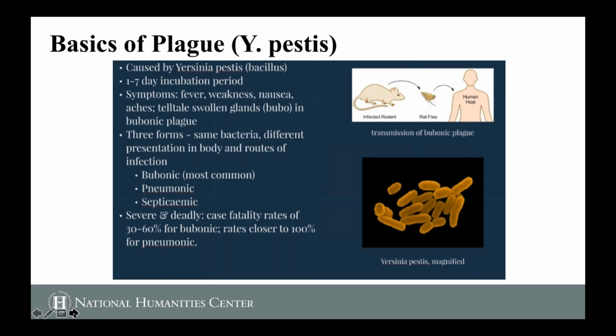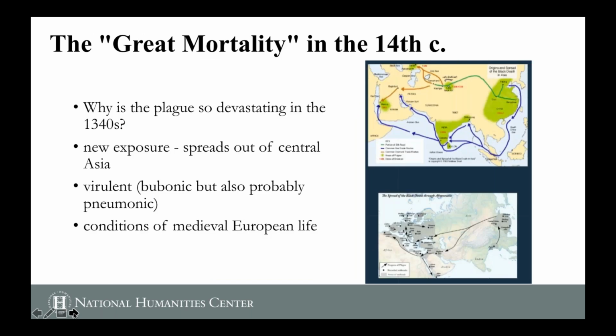There are 3 forms of plague. The same bacteria has different presentations in the body and routes of infection. So bubonic plague is spread by the bite of an infected rat flea. Pneumonic plague is spread in the air, and septicemic plague is a blood infection. It's a serious disease, or was a serious disease historically. Case fatality rates, mortality rates, between 30 to 60%. Almost all of the people who got pneumonic plague died historically. So this has been an important cause of illness and disease, and a really scary disease in human history.